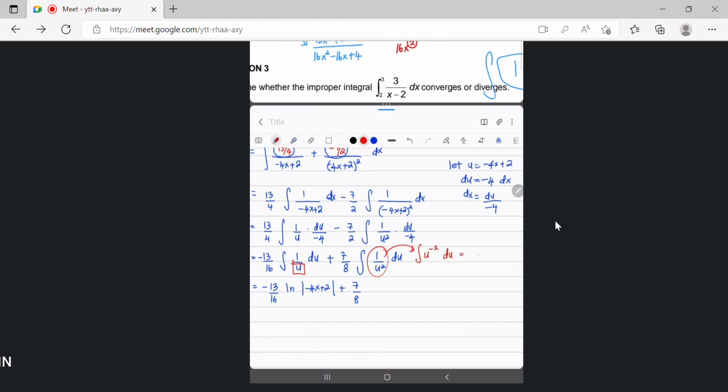Then integrate u power of -2 du. Kita akan dapat power kena tambah 1 kan. So u -1/-1 plus c. Ini jawapan integration, not ln u. Okay. Tu salah. Banyak sangat yang buat salah benda ni. So, susun balik. So, -1 over u power of -1 is -1/u lah. Okay, so gantikan dia punya u. U kita adalah -4x plus 2.